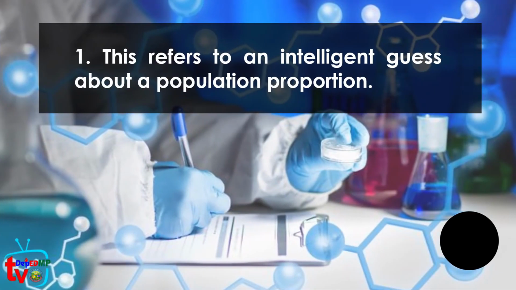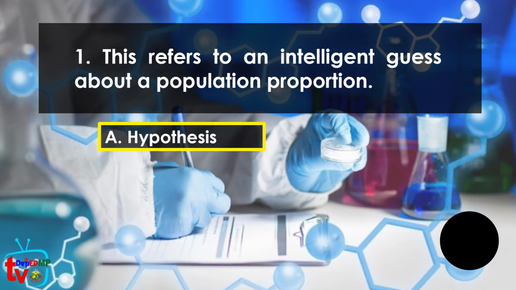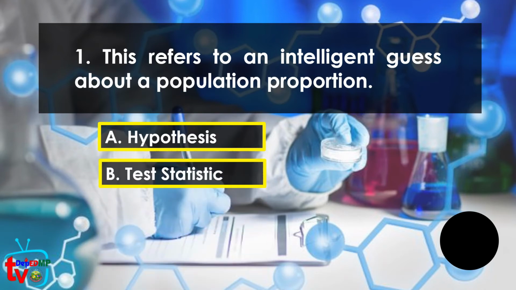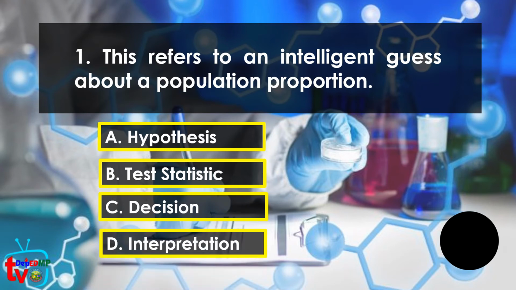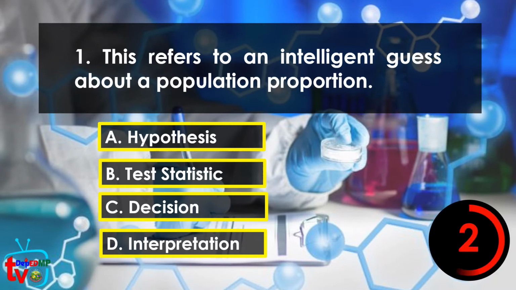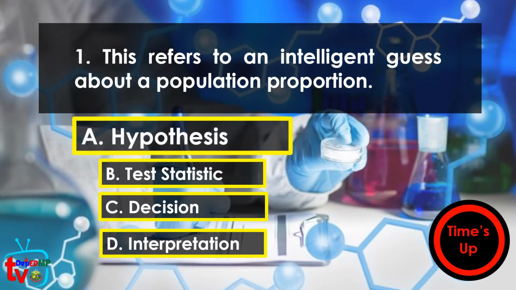Number 1. This refers to an intelligent guess about a population proportion. Letter A. Hypothesis. B. Test statistic. C. Decision. And letter D. Interpretation. Time is up, and the answer is letter A.